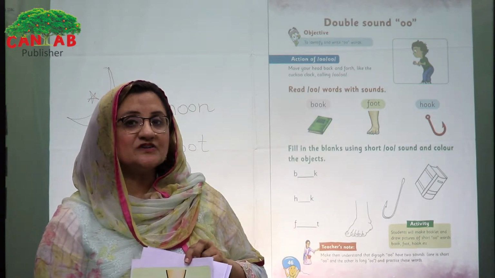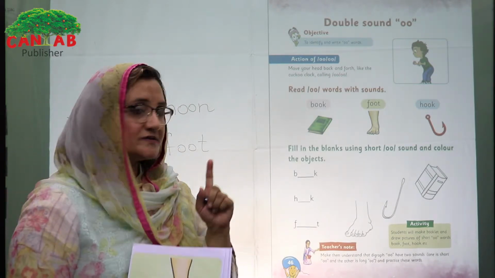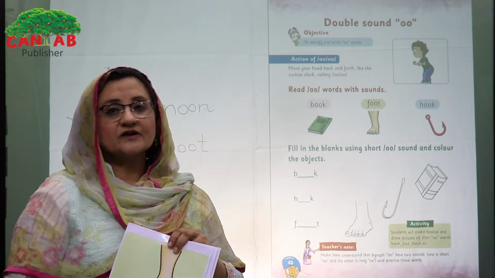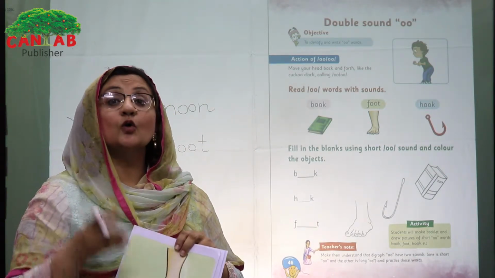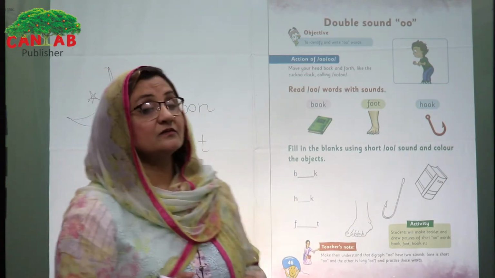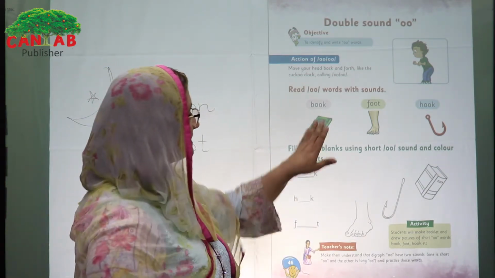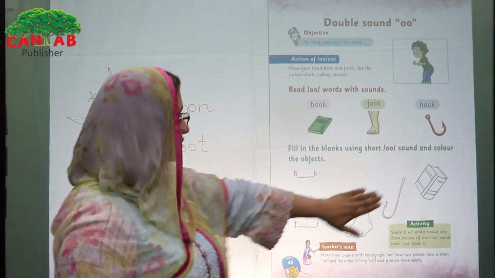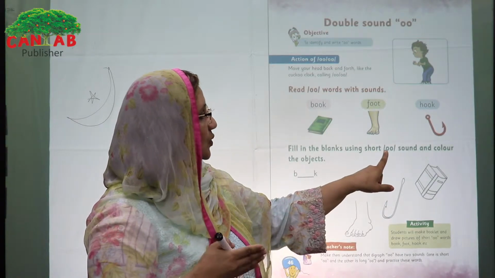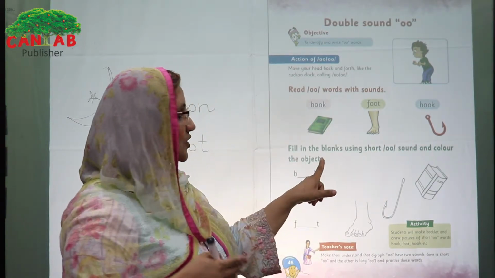Let them talk to each other about the ooh sound. Encourage them to look around and try to name other things having the ooh sound. After this, encourage them to open their books and focus on reading these words. Introduce this exercise: fill in the blanks using the short ooh sound and color the object.